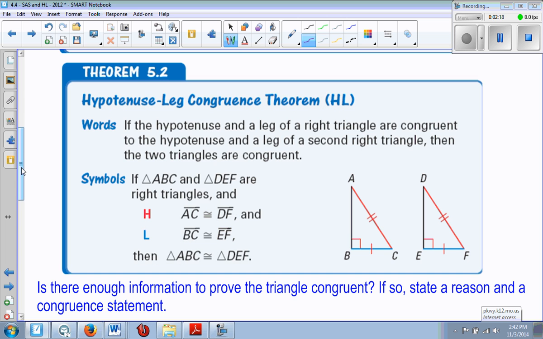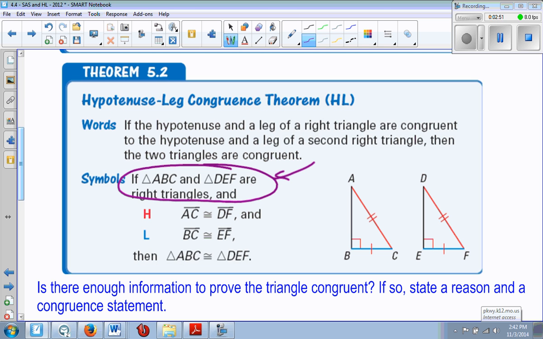Now, the third piece of information you have to know is this that I'm circling. You have to know that the 2 triangles you're looking at are right triangles. If this is not stated, you can't use HL. So at some point in your proof, you have to say that the triangles are right triangles if you're going to use HL. If you're not going to use HL, then you don't have to state that you have right triangles. But if you're going to use HL, you have to have right triangles.